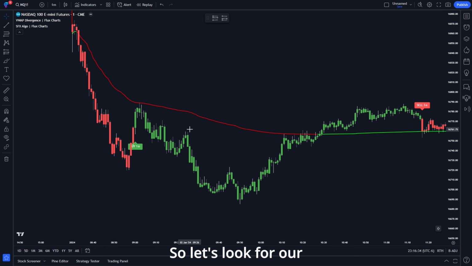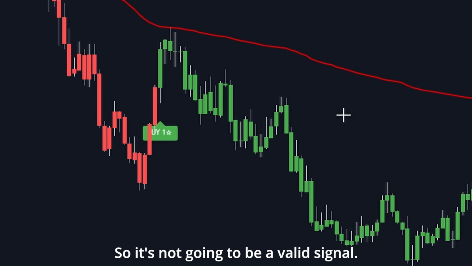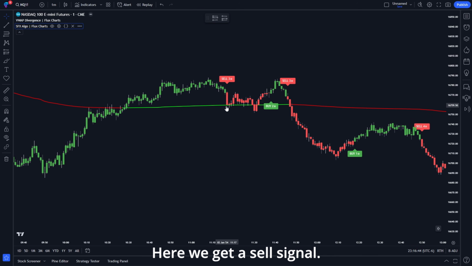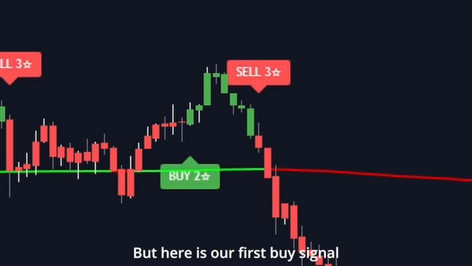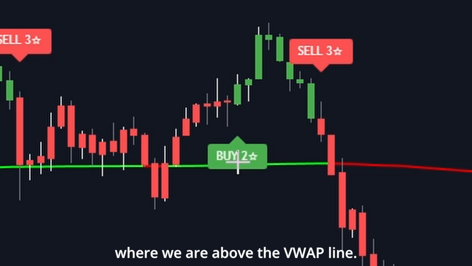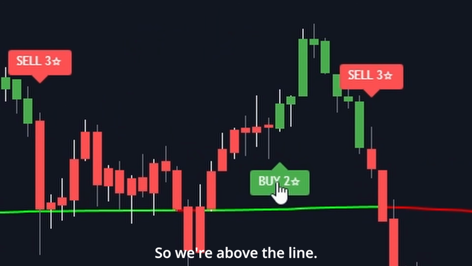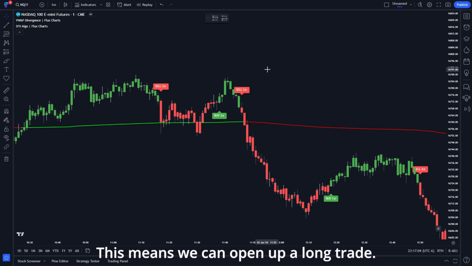So let's look for our first trade opportunity. Here we get a signal, but we're below the VWAP line, so it's not going to be a valid signal. Here we get a sell signal. We're not below the VWAP line, so we can't take that trade. But here is our first buy signal where we are above the VWAP line. So we're above the line, it's green, and we have a buy signal. This means we can open up a long trade.